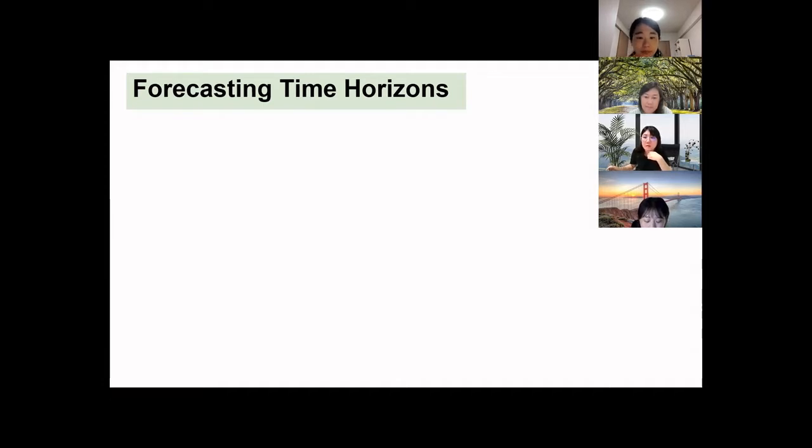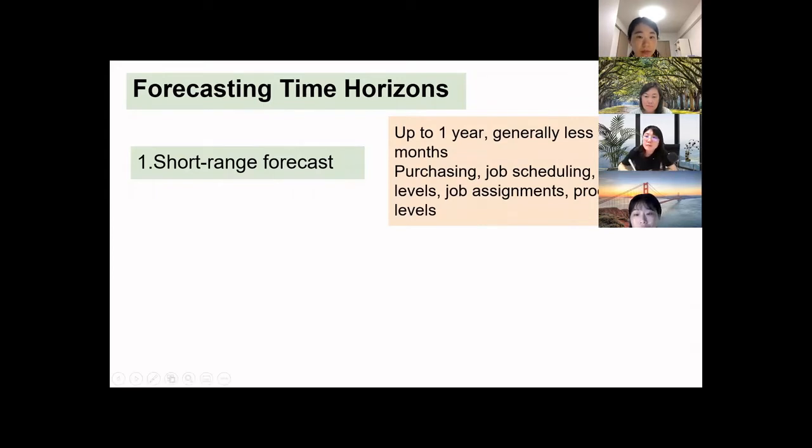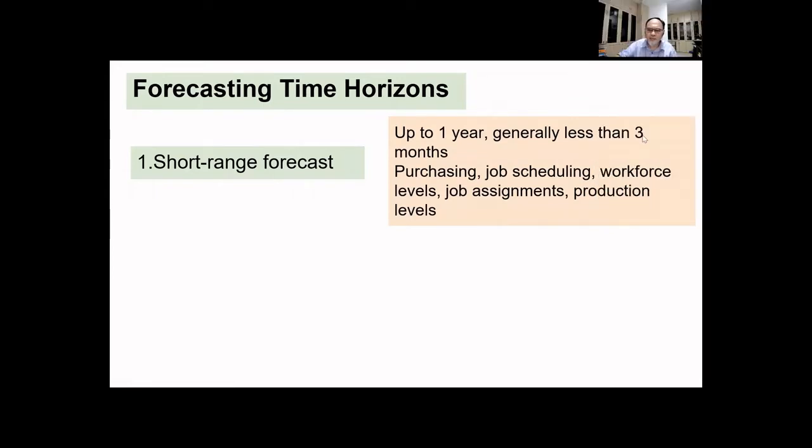I want you to start thinking about this time horizon of forecast or even planning. For many things that we have to do, we need a short range: just now 3 months, a quarter. Anything up to 1 year is short range, generally less than 3 months. So purchasing, job scheduling, workforce levels, job assignments, production levels. So this is short term. We have some tools and techniques that we can use for short term.